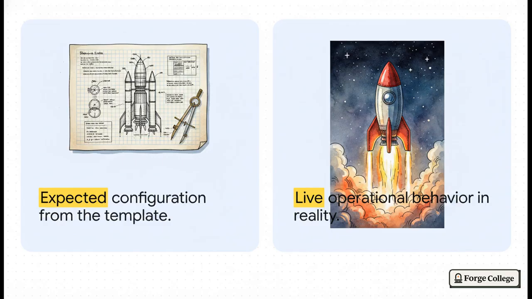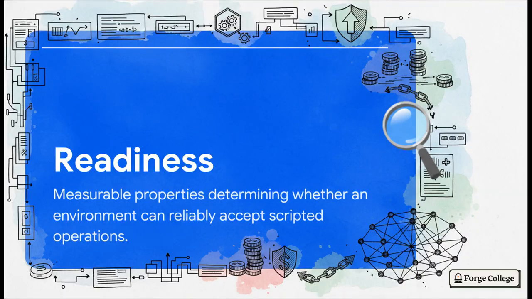Here, we see the stark difference between what we plan for and what actually happens. Designing your network gives you that expected configuration, the template. But validating? That confirms those values actually behave as expected in live operational reality. So, what exactly do we mean by readiness? It's a collection of measurable properties that determine whether an environment can reliably accept scripted operations. By establishing this programmatic ground truth, we prevent massive gas fee losses and, frankly, embarrassing failed deployments down the line. It's our absolute safety net.